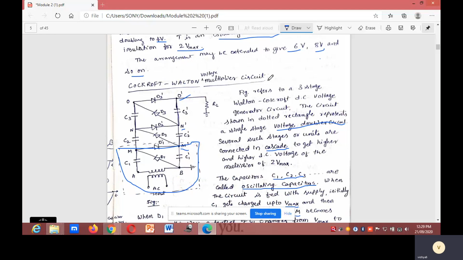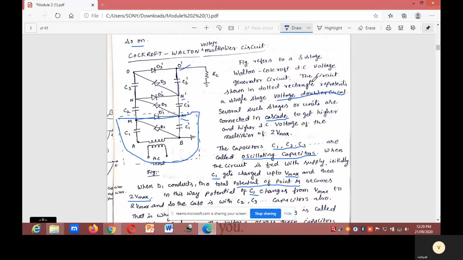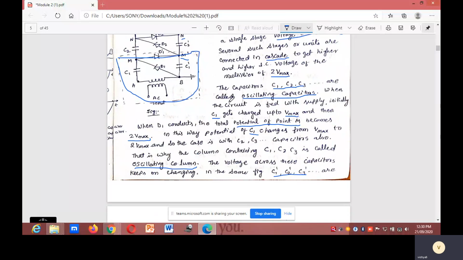This is a Cockcroft-Walton voltage multiplier circuit. What I have marked in blue indicates the voltage doubler circuit. The circuit shown in the dotted rectangle represents a single stage voltage doubler circuit. Several stages or units are connected in cascade to get higher and higher DC voltage, a multiple of what? 2 Vmax. The capacitors C1, C2, C3 are called oscillating capacitors.